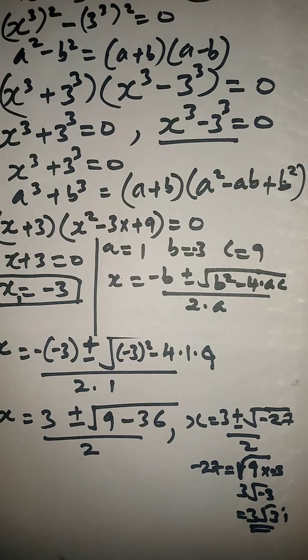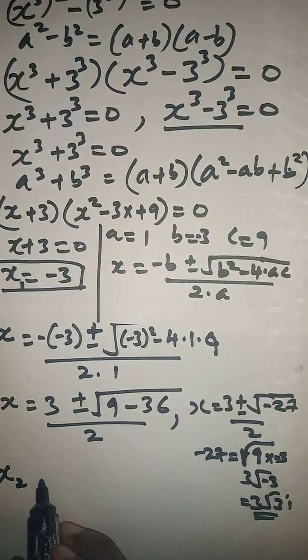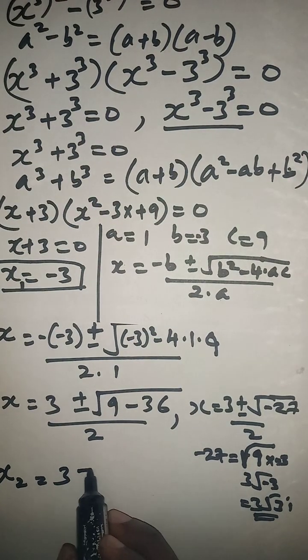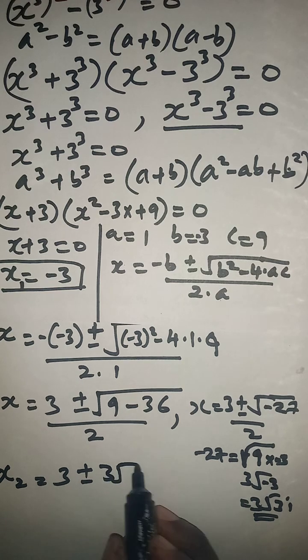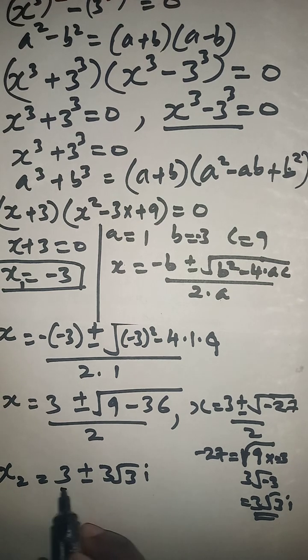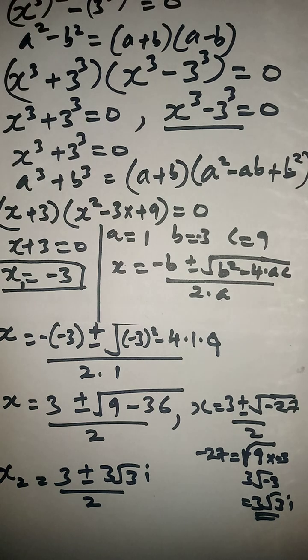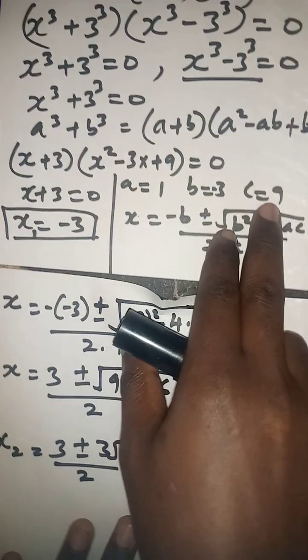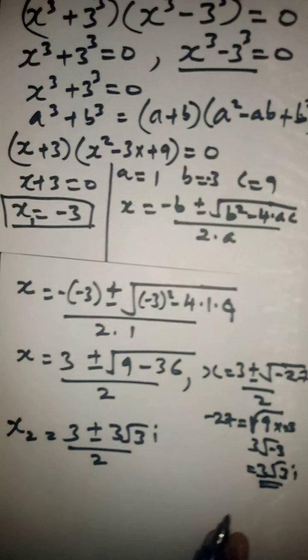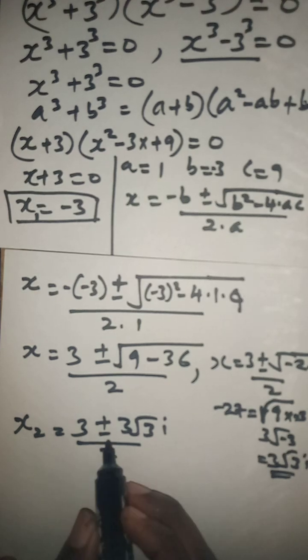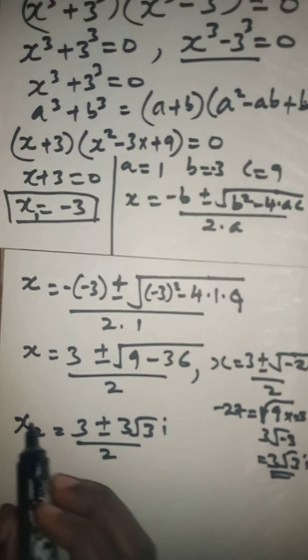So applying that, then my final solution, x, is going to be 3 plus or minus 3 square root of 3i over 2. This gives me 2 roots for that particular equation, which of course the first one is positive and the second one is negative.